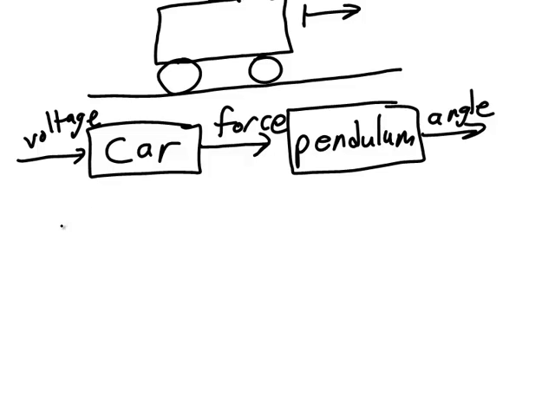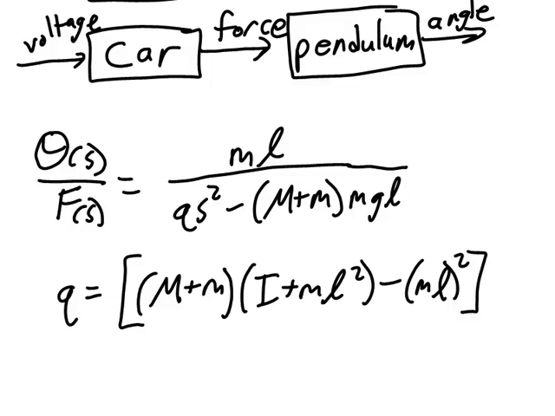Let's start with the transfer function of the pendulum between angle and force. Here's what that transfer function looks like. In this equation, lowercase m represents the mass of the pendulum, and uppercase M represents the mass of the cart, or the car. G is the acceleration of gravity, L is the length of the pendulum, and I is the moment of inertia of the pendulum.